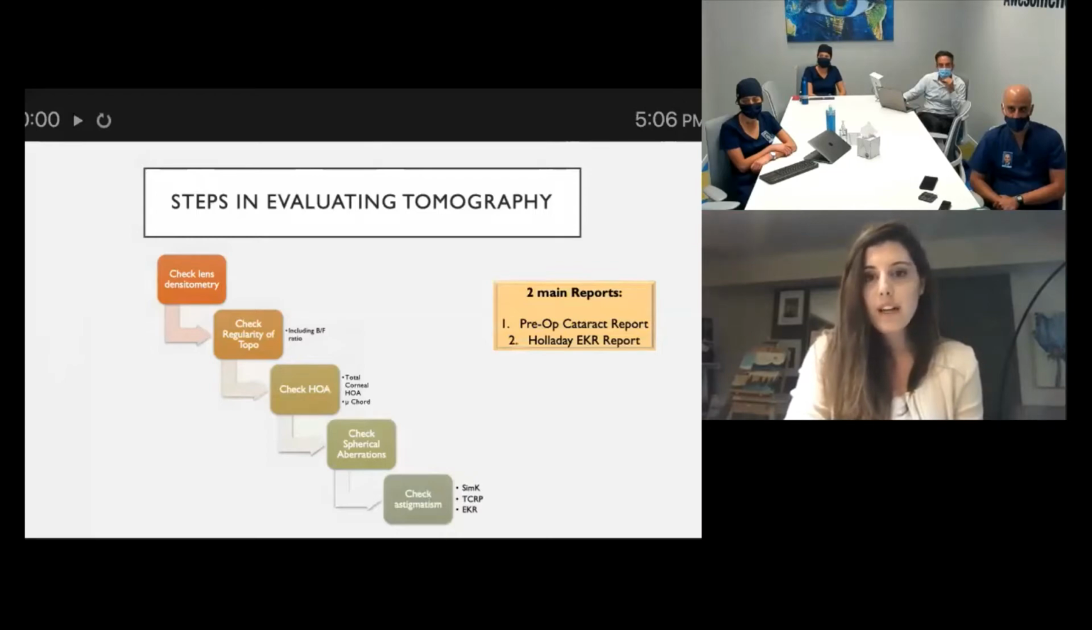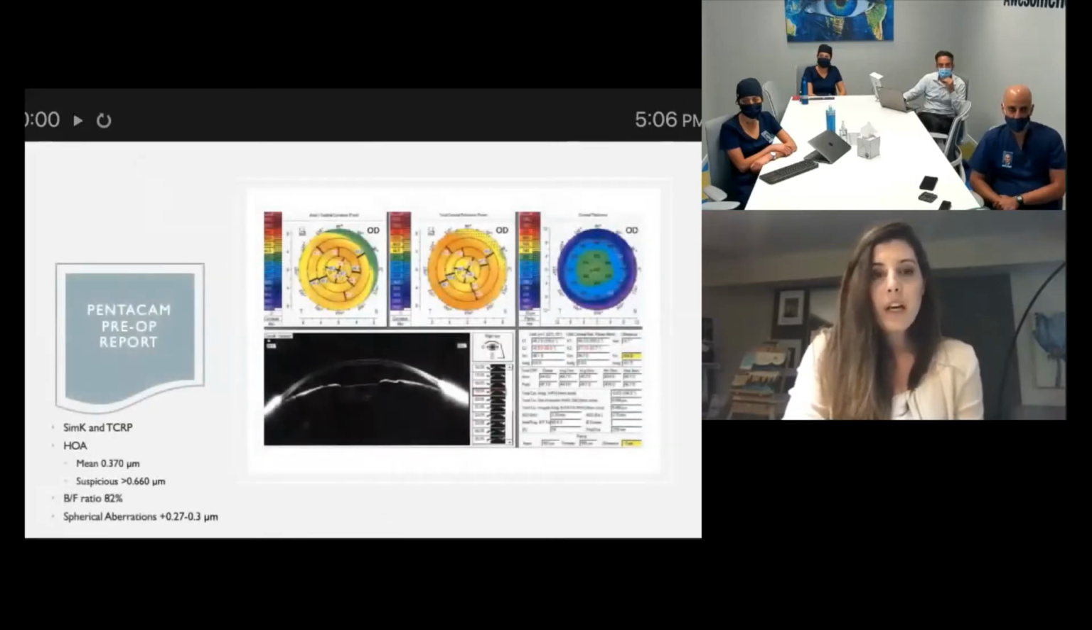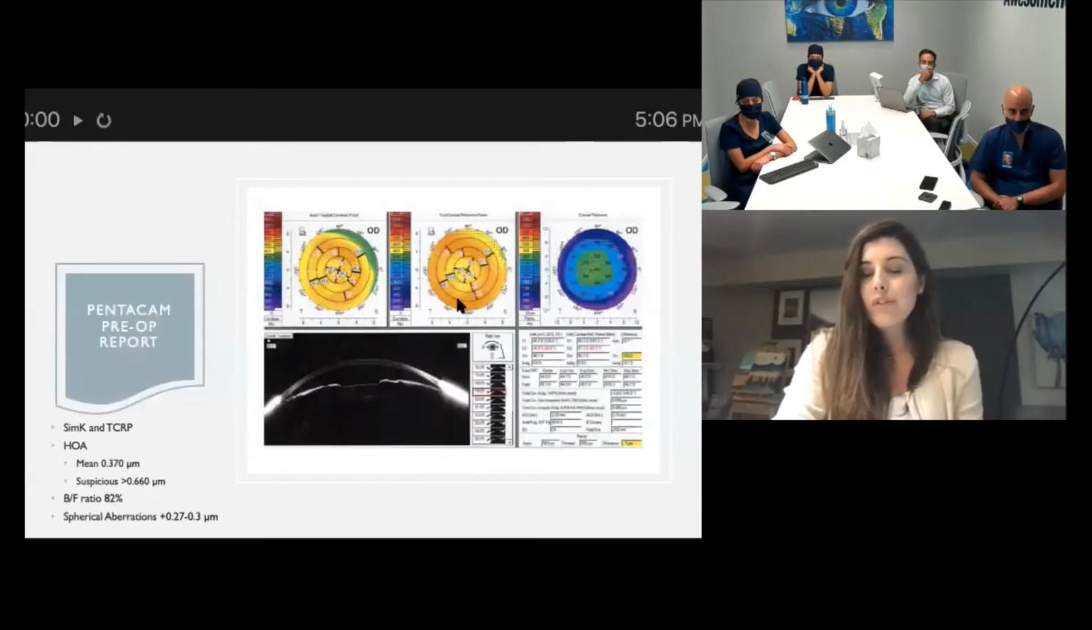So let's start first, dive in with the Pentacam pre-op report. This is a nice report because it actually shows you two ways of looking at the corneal curvature. The first way is the SimK, which allows you to see the anterior curvature of the cornea, and the second way is the map of the total corneal refractive power, which is a Pentacam-derived index that derives the corneal power based on the anterior and the posterior curvature of the cornea. And this is a nice way to see the whole cornea, including the posterior aspect of it, rather than just the anterior part of it.